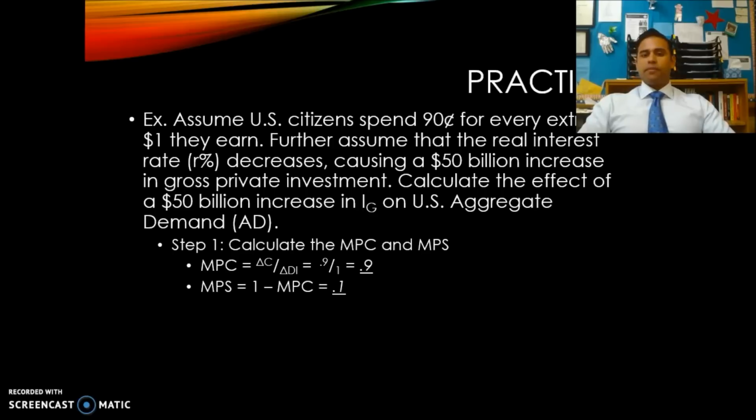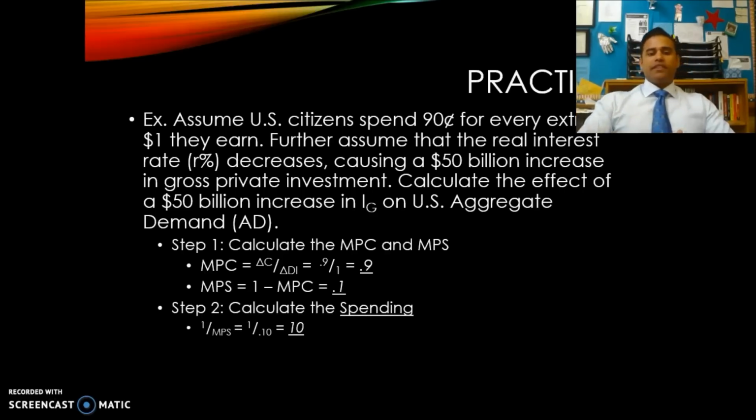So our first step in doing a problem like this is to calculate the MPC and the MPS. So we know that the MPC is 0.9, the MPS is 0.1. So what are we going to do with that? Well, we need to calculate the spending multiplier. And so we have 1 over the marginal propensity to save. We already established that the marginal propensity to save is 0.1. 1 over 0.1 equals 10. So 0.1 can go into 1 10 times, right? So our spending multiplier is 10.